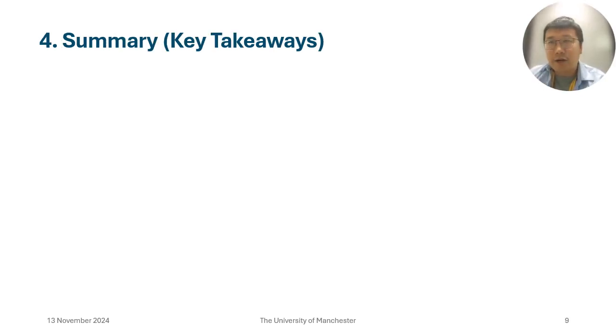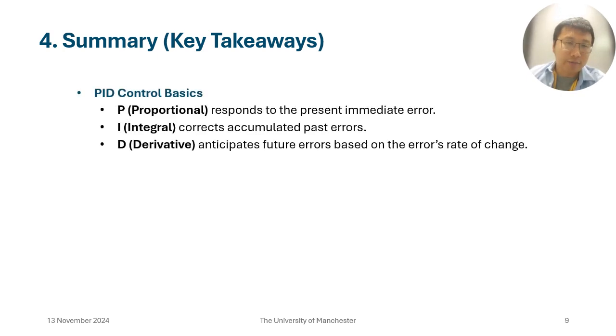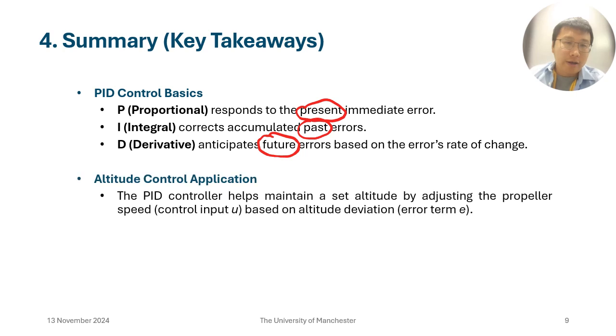So let's summarize what we have learned today in this lecture, the key takeaways of the intended learning outcomes. The first one is the PID control basics. We understand the three components: the P component considers the present error, I the past errors, and D the future errors. And we also investigated the PID controller in a practical problem like the altitude control problem of an aircraft.